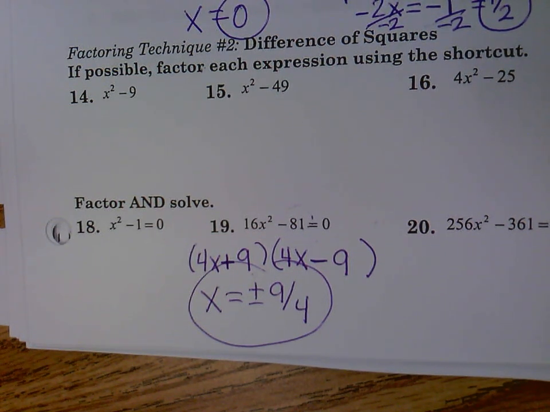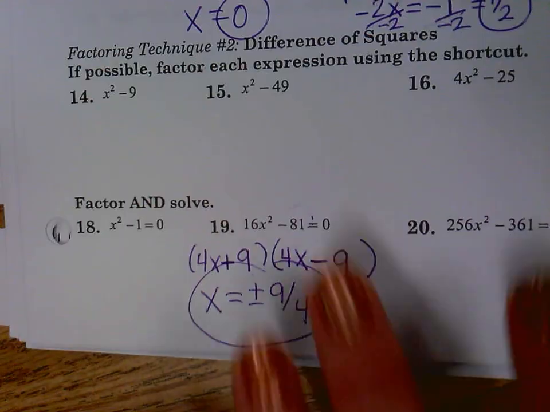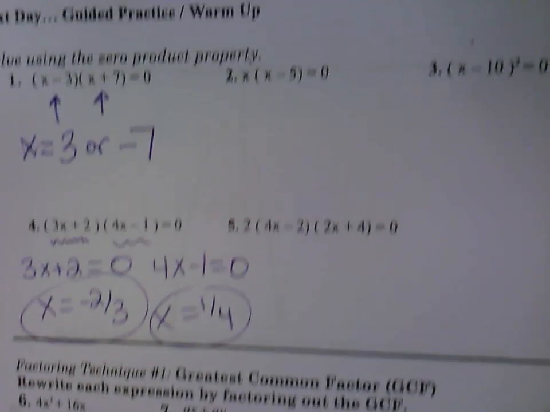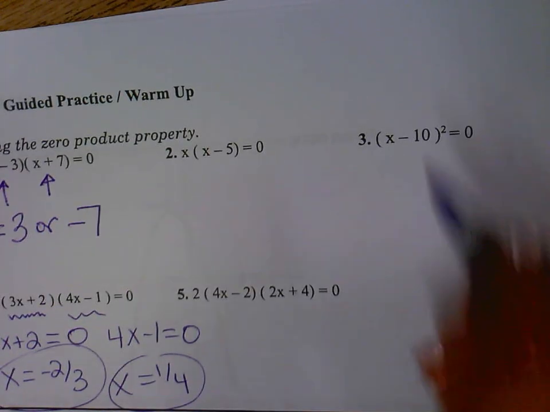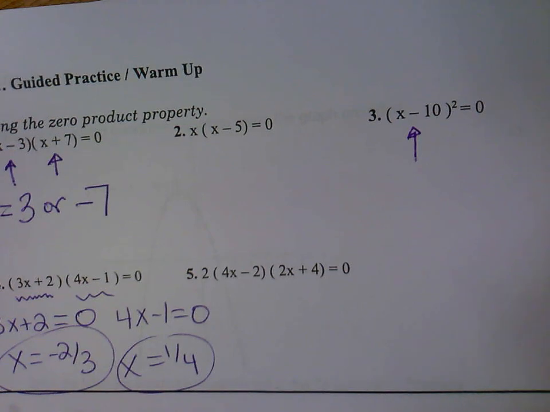So can you try the other about 6 or 7 problems? Do just the odds on this page. So go back up to number 3. This is exactly what your homework is like tonight. 10, right? What would make this parenthesis equal to 0 when x is 10? So 10 is the solution.